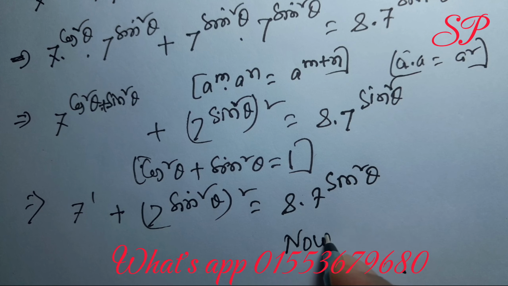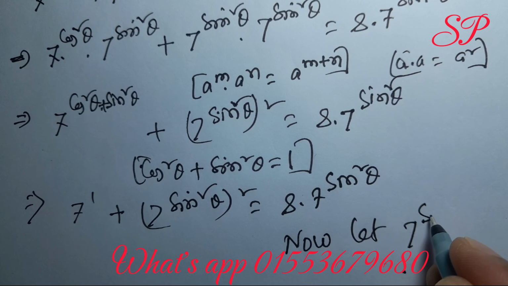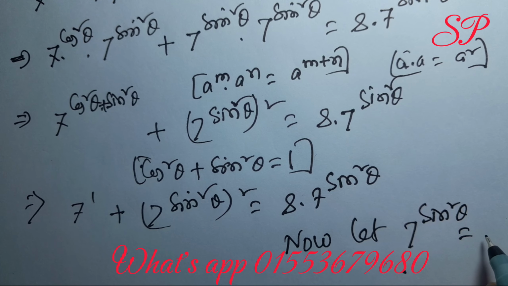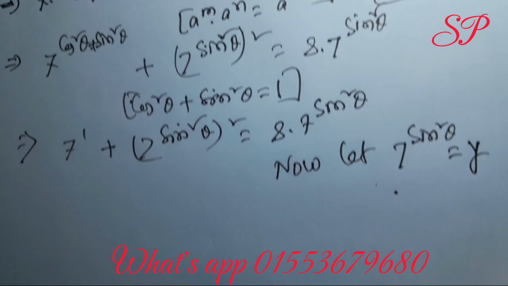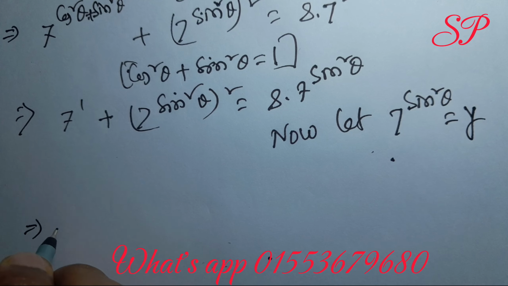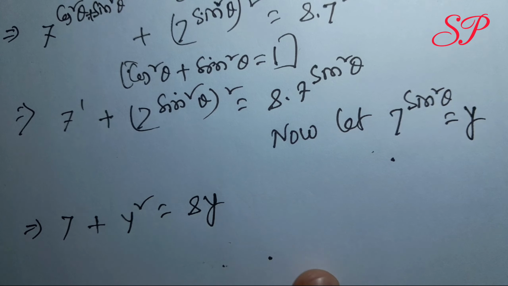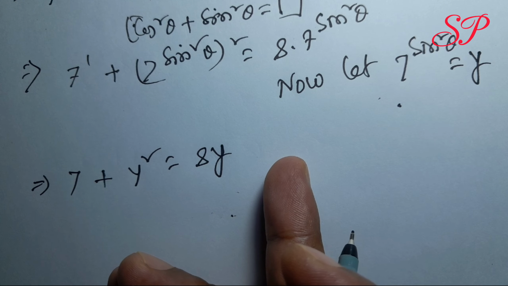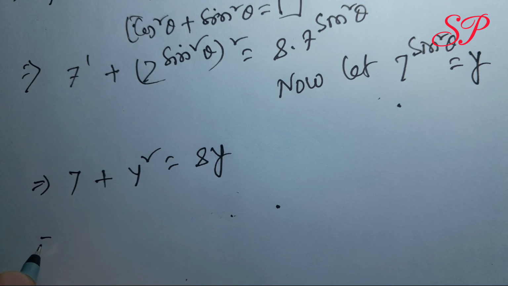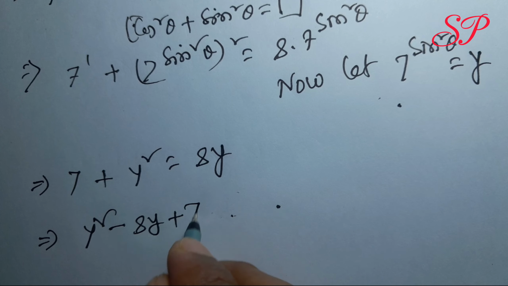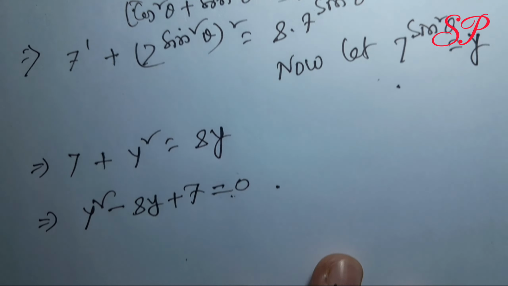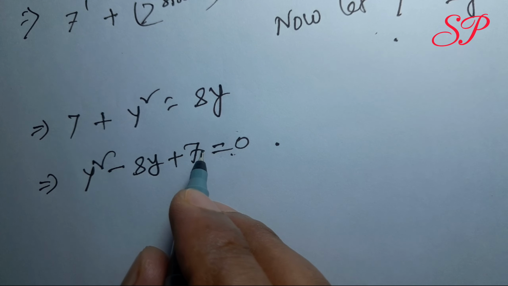Now let 7 to the power sin square theta be equal to y. So we can write 7 plus y square is equal to 8y. We transfer 8y from the right side to the left side, rearranging according to the standard equation: y square minus 8y plus 7 is equal to 0. Now we factorize this equation.